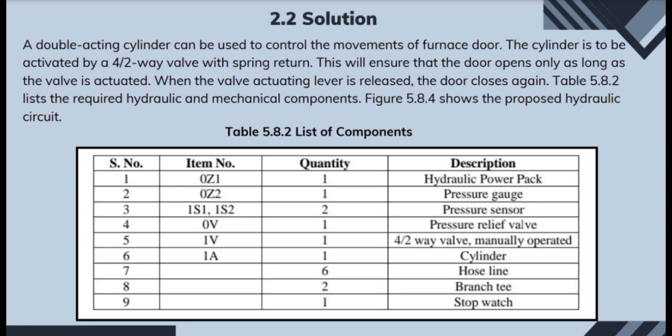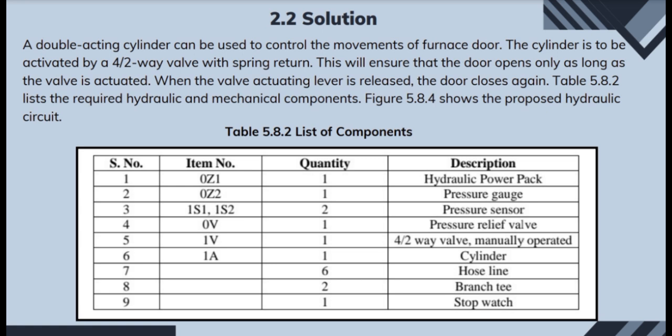S number 6, item 1A, quantity 1, description cylinder. S number 7, quantity 6, description hose line. S number 8, quantity 2, description branch T. S number 9, quantity 1, description stopwatch. So, this is the list of components for the furnace door.